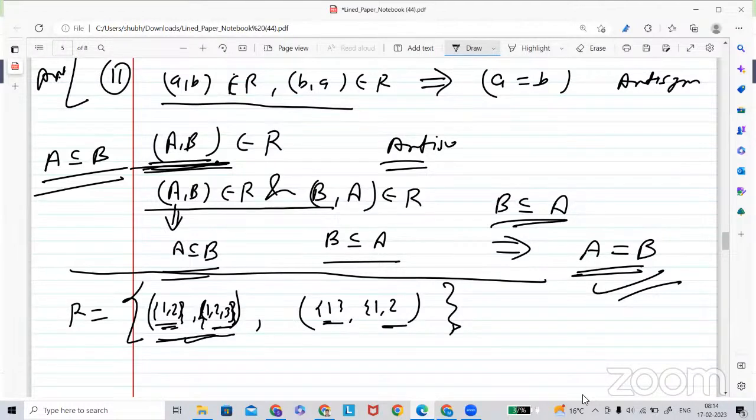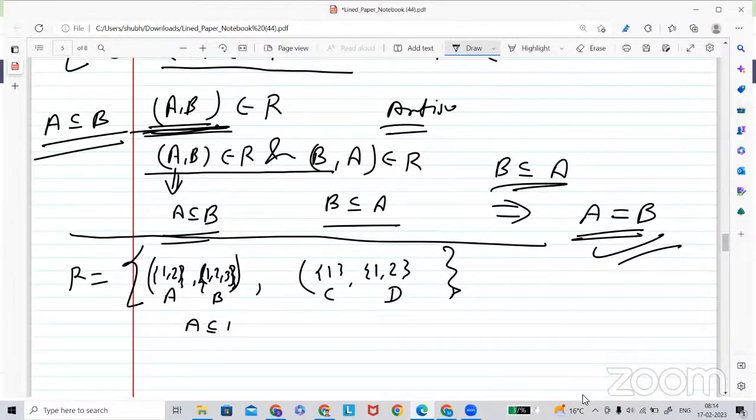Sir, why did you underline this, B subset of A? It's a subset of B, right? The question is A is a subset of B. So this is A and this is B. Here is, let's say, C and let's say this is D. So here only A is a subset of B, and here C is a subset of D. Only the second condition is not being followed. Only the first condition is followed. In that case, it is anti-symmetric.